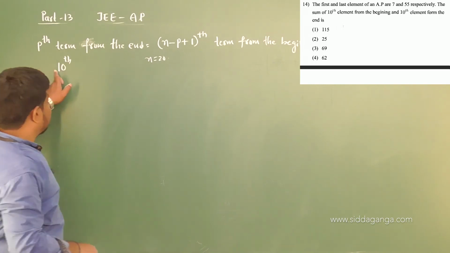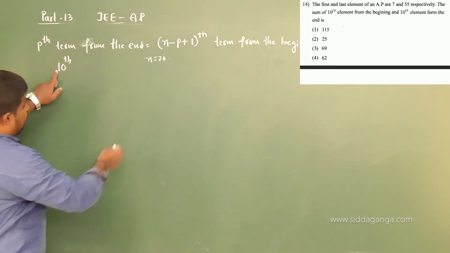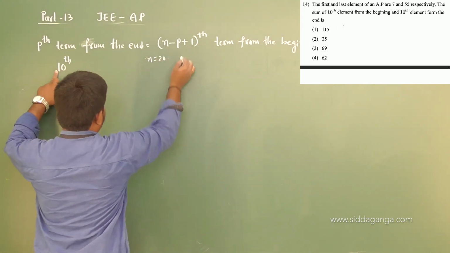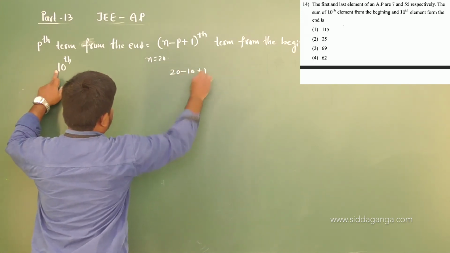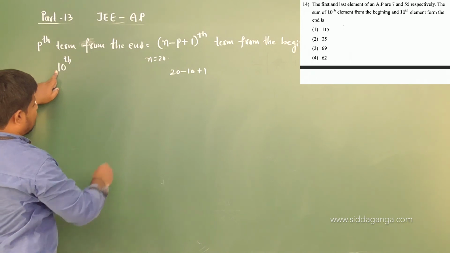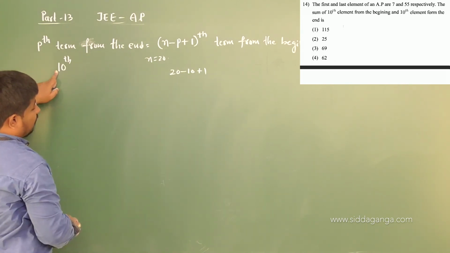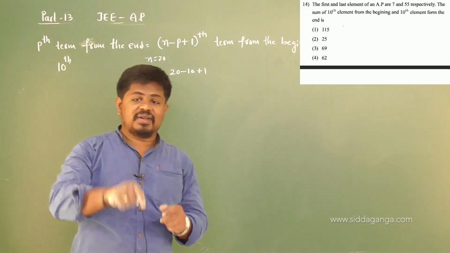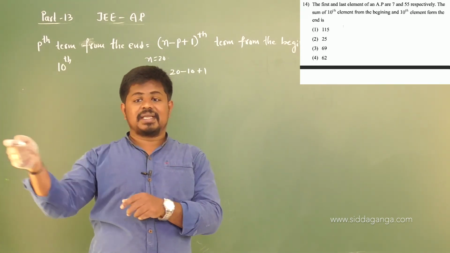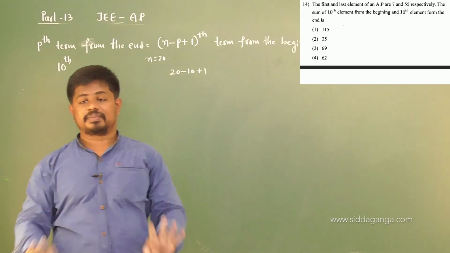Now the 10th term from the end is equal to n minus 10 plus 1. You mean 20 minus 10 plus 1, which is 21 minus 10, that is the 11th term from the beginning. That's it. The 10th term from the end is the same as the 11th term from the beginning. Both are the same. Hope you got it.